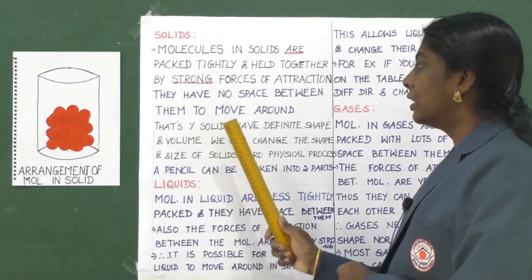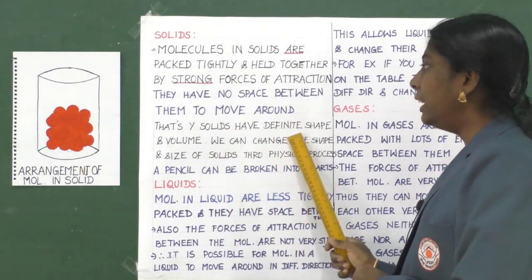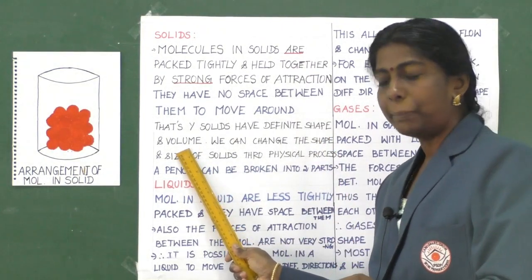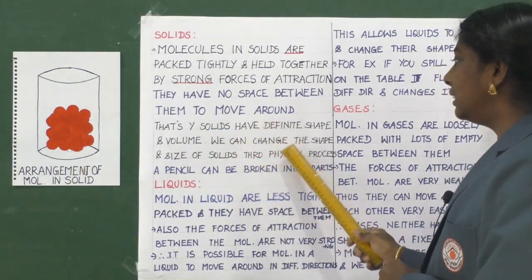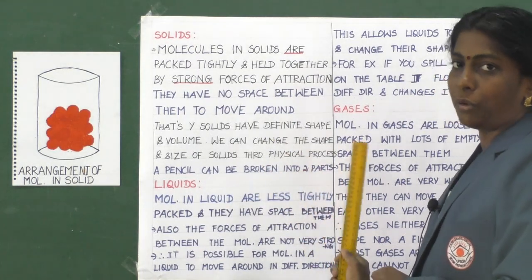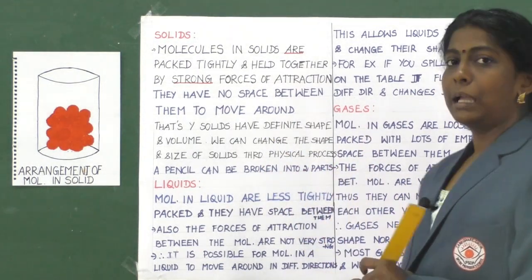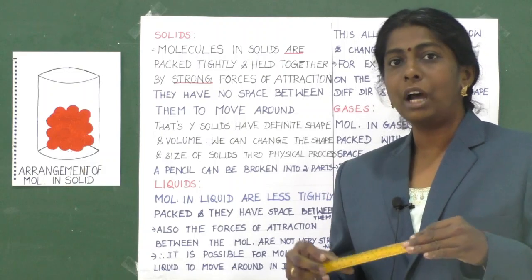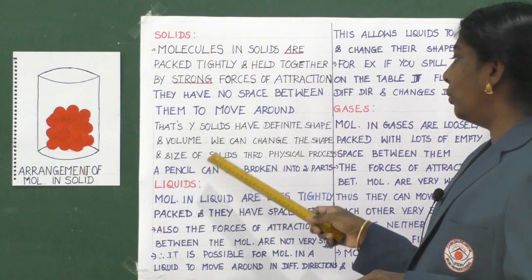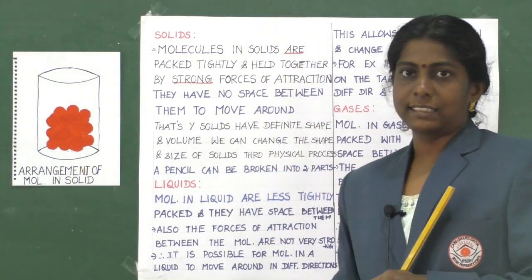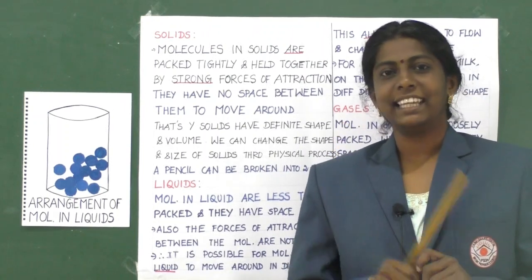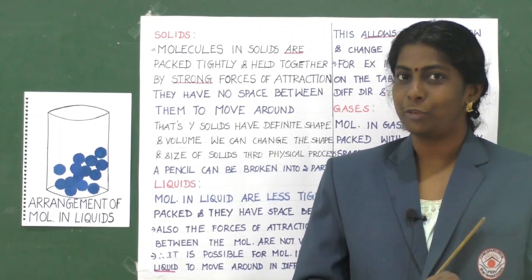That's why solids have definite shape and volume. We can change the shape and size of solids through physical processes. For example, a pencil can be broken down into two pieces. Is it not? Yes. So that's about solids. Clear, children? Yes, children. Now let us learn about the second classification, that is liquids.